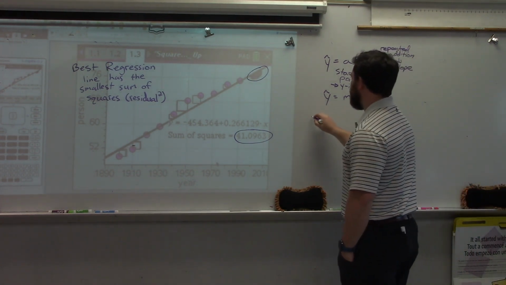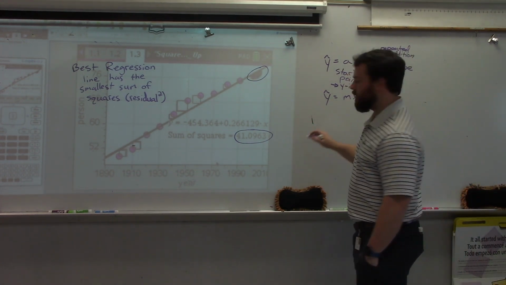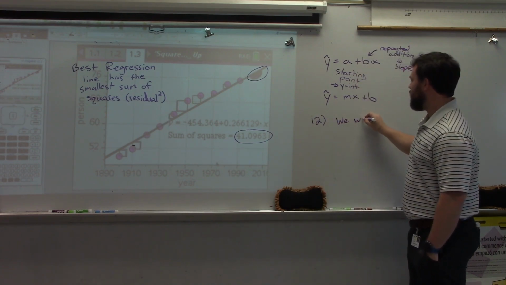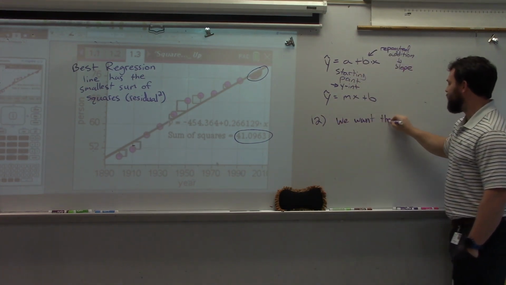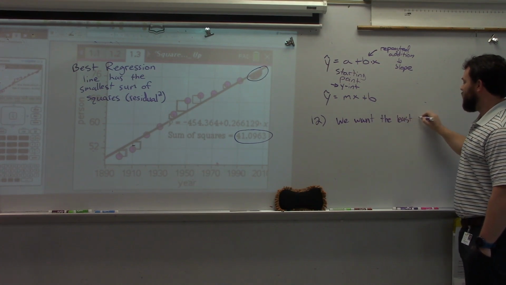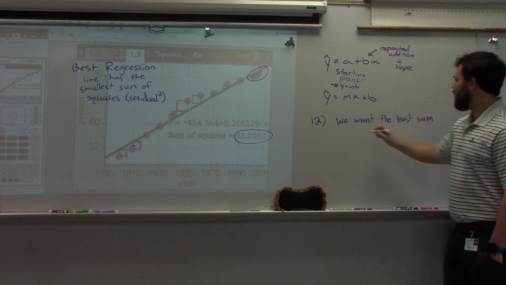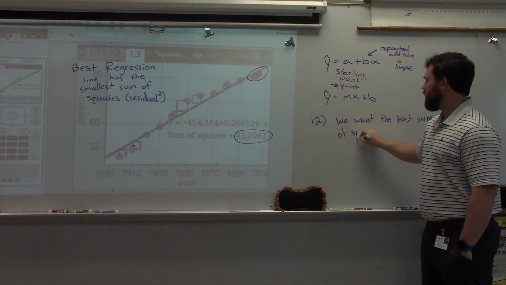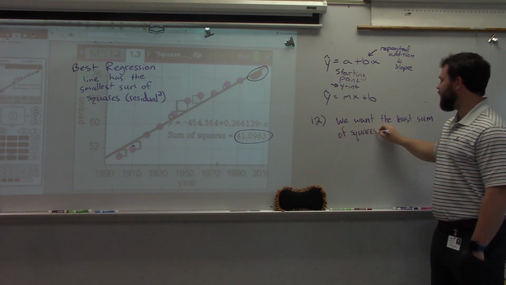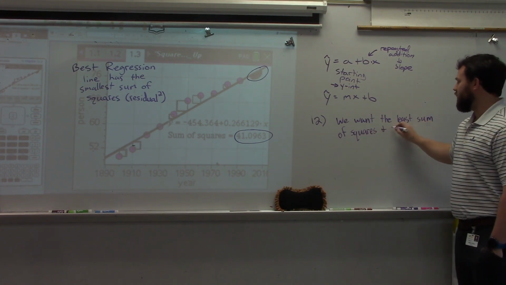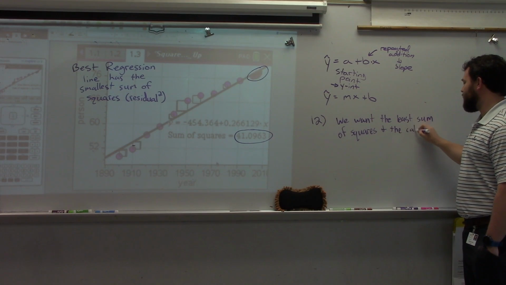So, is it number 12? Right? So, we want the least sum of squares. And by the way, where are those squares coming from again? Hey guys, where are those squares coming from? Residuals. There we go, from the residuals, right? Least sum of squares, and the calculator can do that.